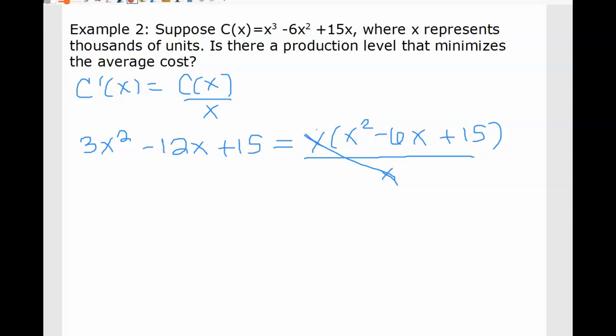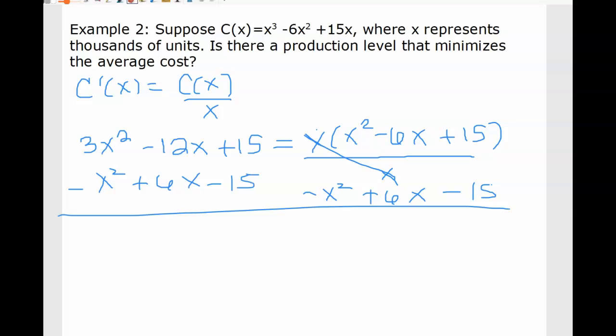So now I have 3x squared minus 12x plus 15 equals x squared minus 6x plus 15. This is a quadratic, so I'm going to get it set equal to 0. I'm going to subtract x squared, add 6x, and subtract 15 from both sides, giving 2x squared minus 6x equals 0. And then I can take out a 2x, leaving me with x minus 3.